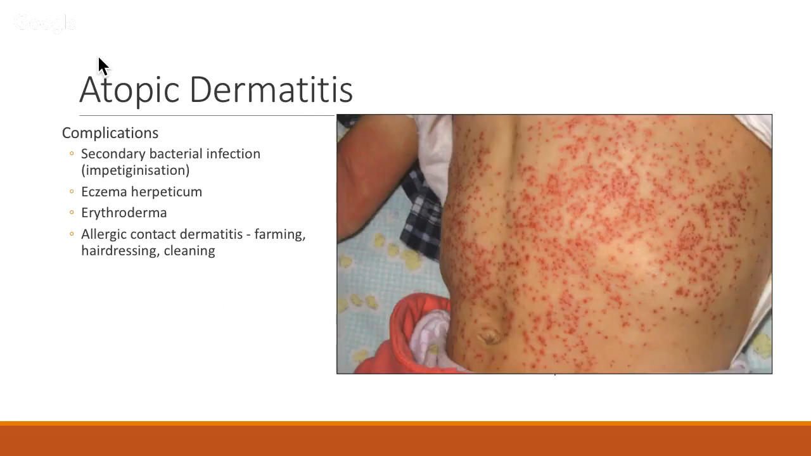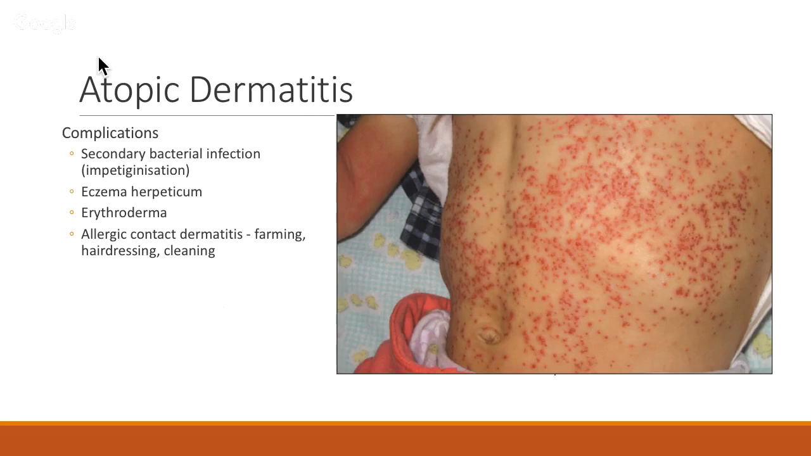In terms of complications, it's actually quite a good idea to know what the images look like for each one. So secondary bacterial infection, the impetiginization, as I mentioned before, would present with crusted erosions, bulla formation, and you get these yellow crusts generally on the areas where it's erythematous already. Eczema herpeticum, which is the image displayed, is when you have secondary infection with HSV. Erythroderma is essentially an erythematous rash covering more than 90% of the whole body. It's a dermatological emergency and can cause hypothermia and severe organ failure, including cardiac failure, but it's quite rare.